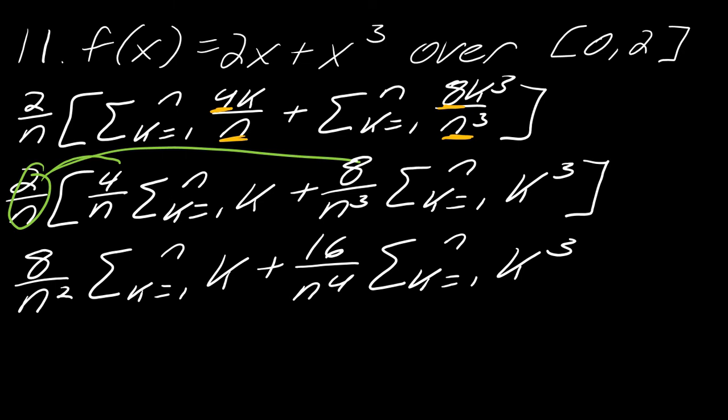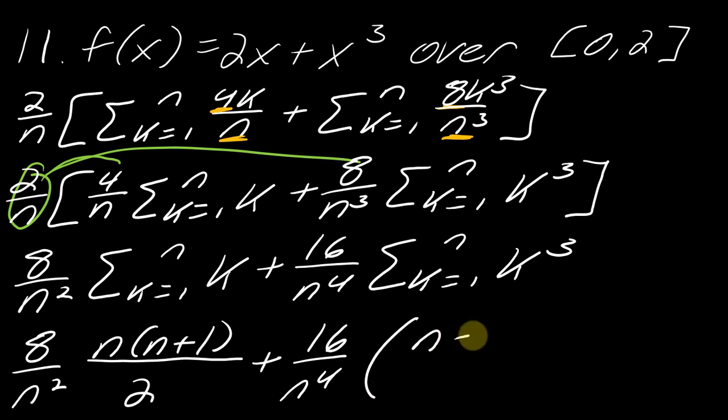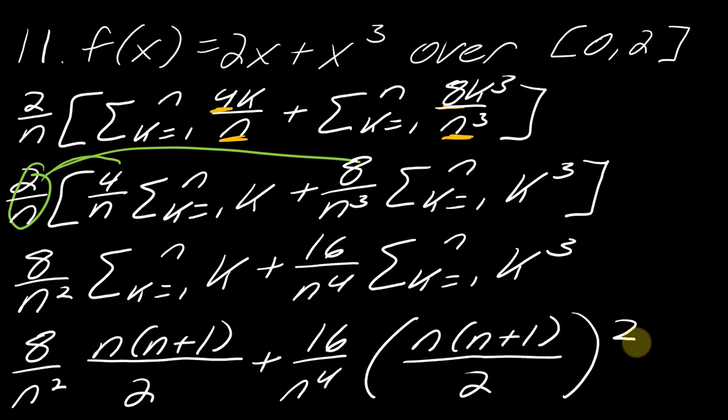So now I have 8 over n squared, and if I replace with that first formula, this is n times n plus 1 over 2, and then this is 16 over n to the 4th times n plus 1 over 2 squared. So now we have a whole bunch of work to do to simplify this, so let's clear some space.